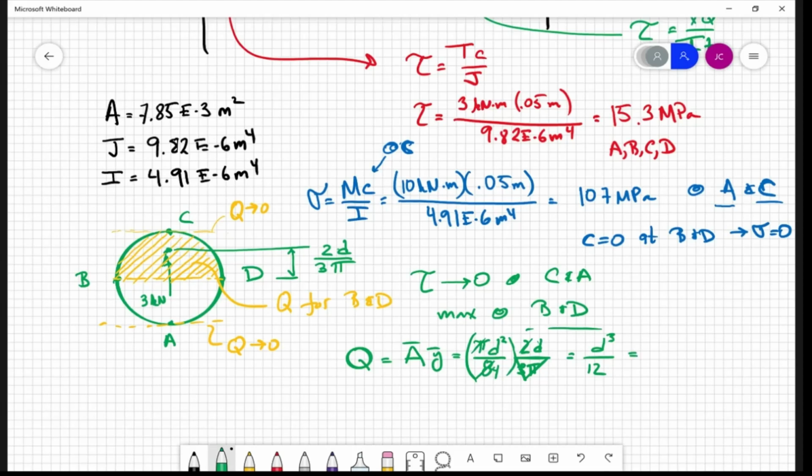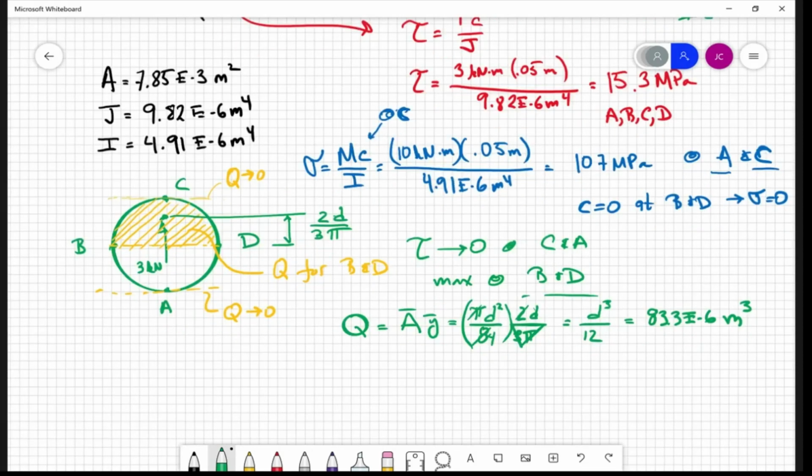Or in this particular case, that gives me a value of 83.3 times 10 to the minus 6 meters cubed. Okay, that's the value of Q, all right? So remember Q changes depending upon what plane you want to compute the shear. And that's why it vanishes at A and C and is max at B and D. All right, so we can calculate that, right?